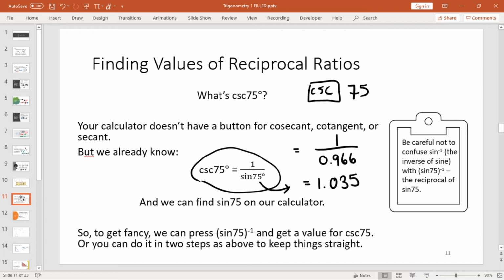Option 2 is to be very careful. You can just do sine 75 in brackets and then use this button, or you can actually physically type in x to the y with a -1, and that does the reciprocal for you. What you have to be very careful about is that you don't use the inverse sine, because that is different. That's what we do to find angles. That's the inverse, okay? So if you're going to use this kind of one-step process, be careful, and I would suggest checking your work before you go off willy-nilly with that, making sure you've got the difference.